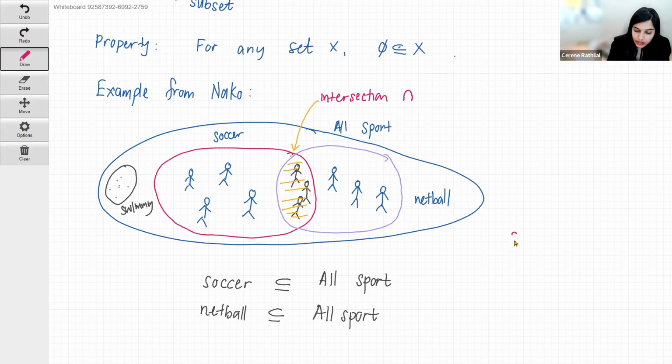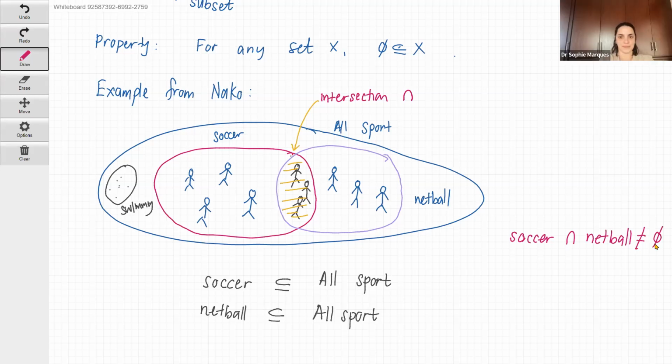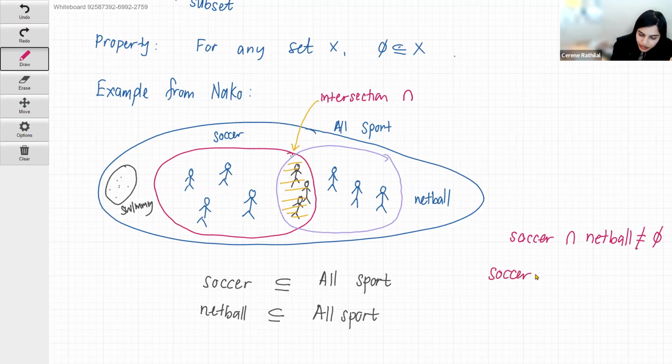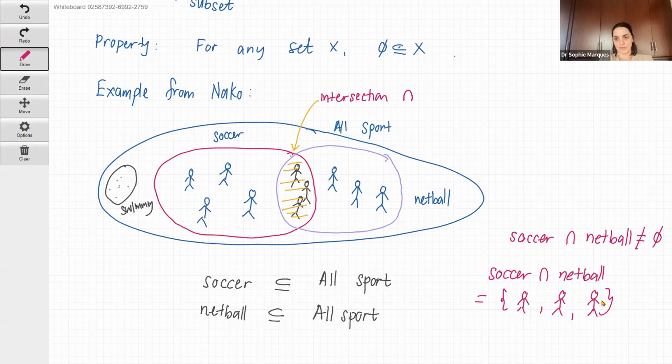Then I see that the set which I've labeled soccer, intersect with netball, is actually not empty. Because there's something living in there, so it's not empty. There is an intersection. And we can describe what that intersection is, using our picture. This intersection consists of 3 students. Yeah, that's quite nice.